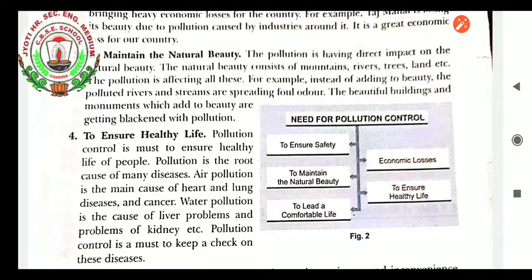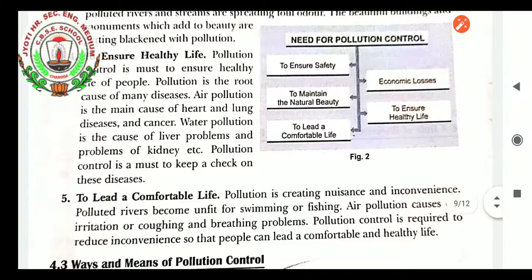It is the root element of many diseases, so it must be controlled, because these diseases are very dangerous especially for adults and young people, and especially for children. This is very dangerous; from their point of view, it has to be taken care of. To lead a comfortable life, definitely, what is needed? Pollution has to be controlled, because if we want to live a happy and peaceful life, the inconvenience and nonsense created by pollution has to be controlled.